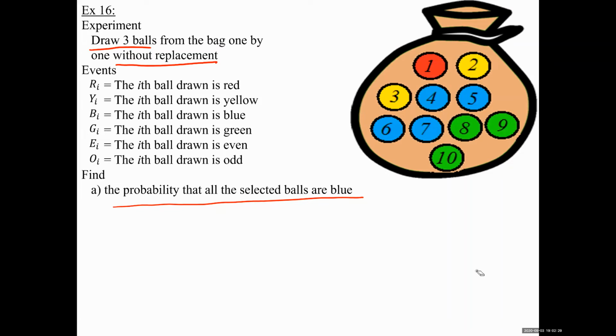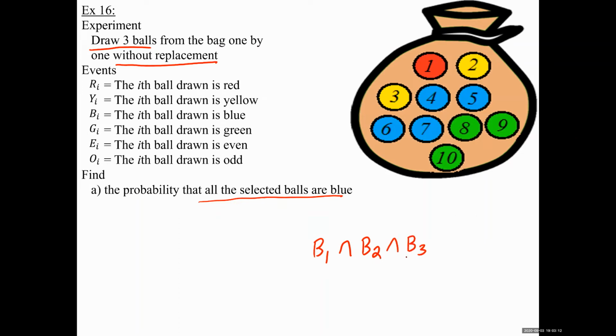Now, when you're drawing more than once and you're going to rephrase the question, my advice to you is just tell me what's going to happen on each individual draw. So if all of them are blue, it means the first ball, finish my sentence, the first ball what? Is blue. And now there's a very important word I need. What's the next word? And, right. Let me write this down. It means the first ball is blue and the second ball is blue and the third ball is blue.